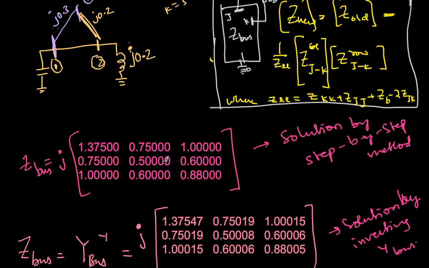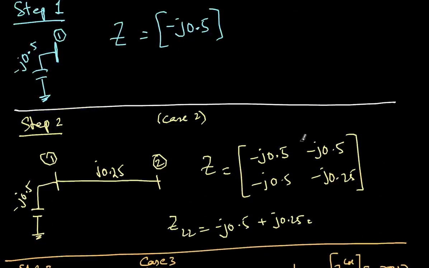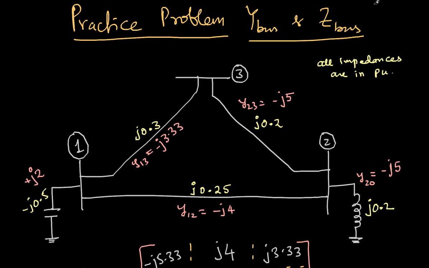There might be some issue with rounding off error at the larger decimals, except that the answers are matching. So I think with this I'll end this topic of ZBus and we'll work on some other topic. Thank you.